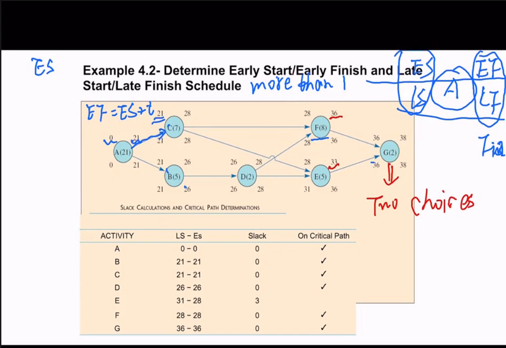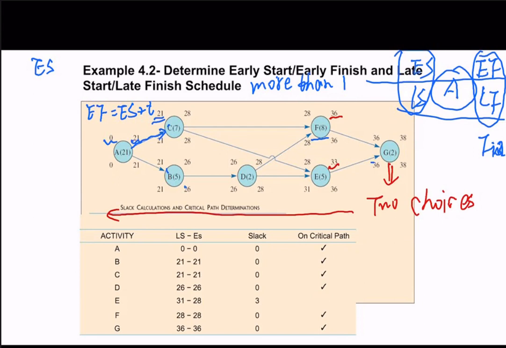If we would like to compute LF and LS, we need to start from the last activity and go back to the first activity. So for G, we know that for the whole project, the critical path is the longest time we need, which will be 38 weeks.